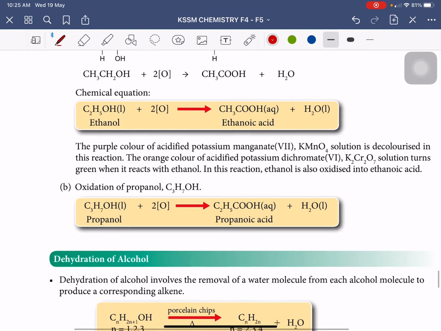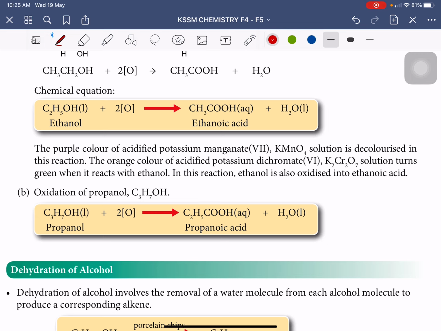Okay, so what happened in the oxidation reaction? The purple color of acidified potassium manganate is decolorized in the reaction if you use KMnO4. But if you use K2Cr2O7, acidified potassium dichromate(VI), you will see the color change from orange to green. Orange to green. In this reaction, ethanol is oxidized into ethanoic acid.